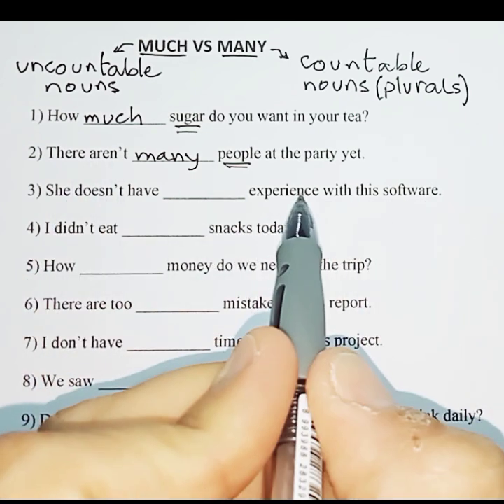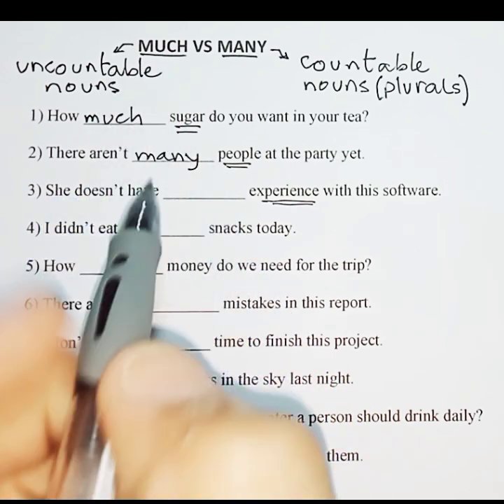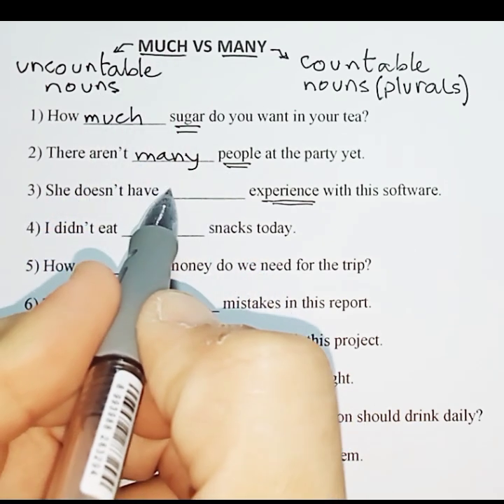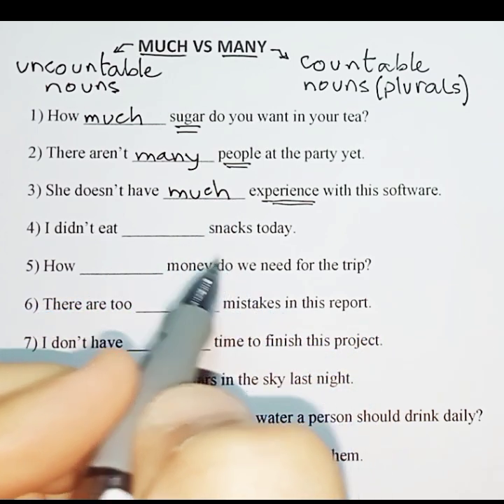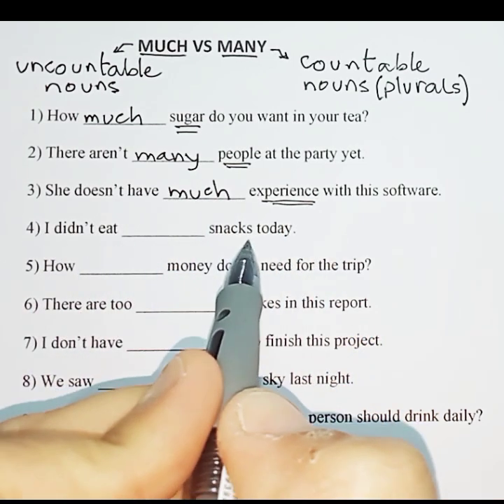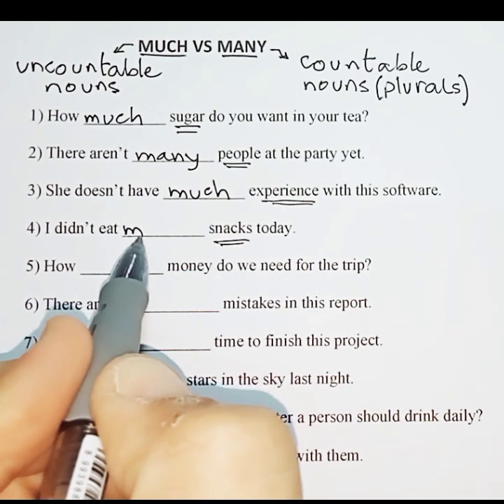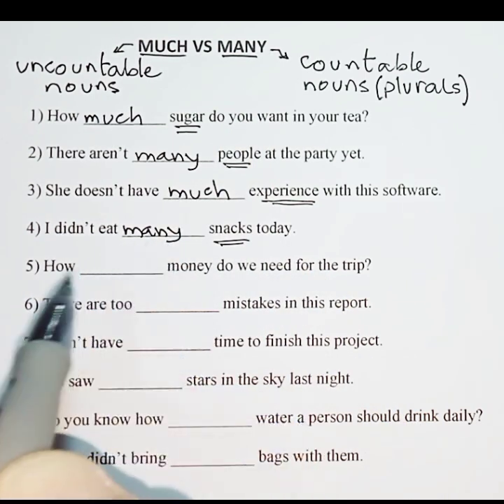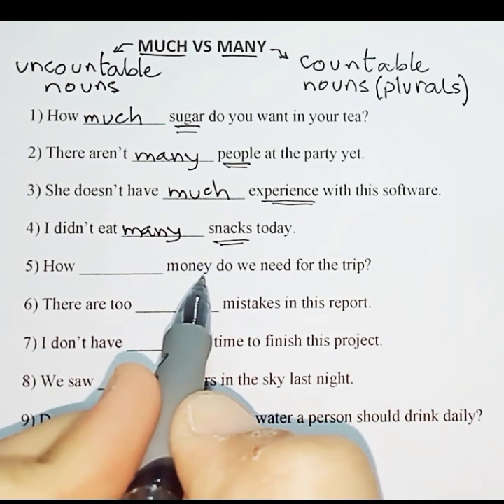Number 3. She doesn't have experience. Experience is an uncountable noun. Therefore, the right option is much. She doesn't have much experience with this software. Number 4. I didn't eat snacks. Snacks is more than one, so we're talking about a countable noun. So the right option is many.